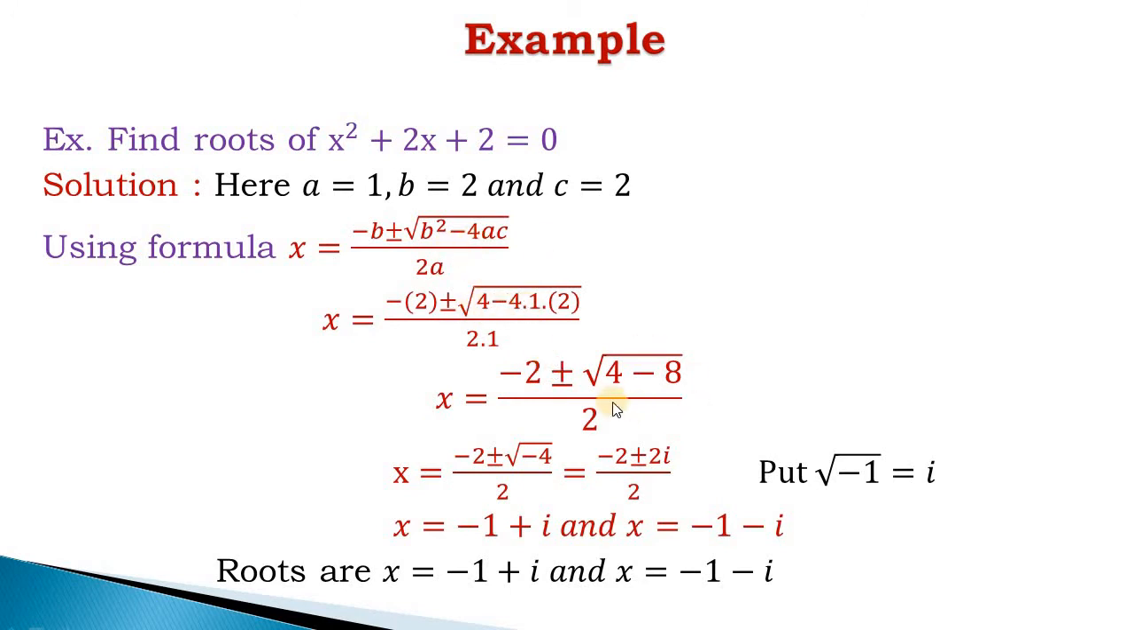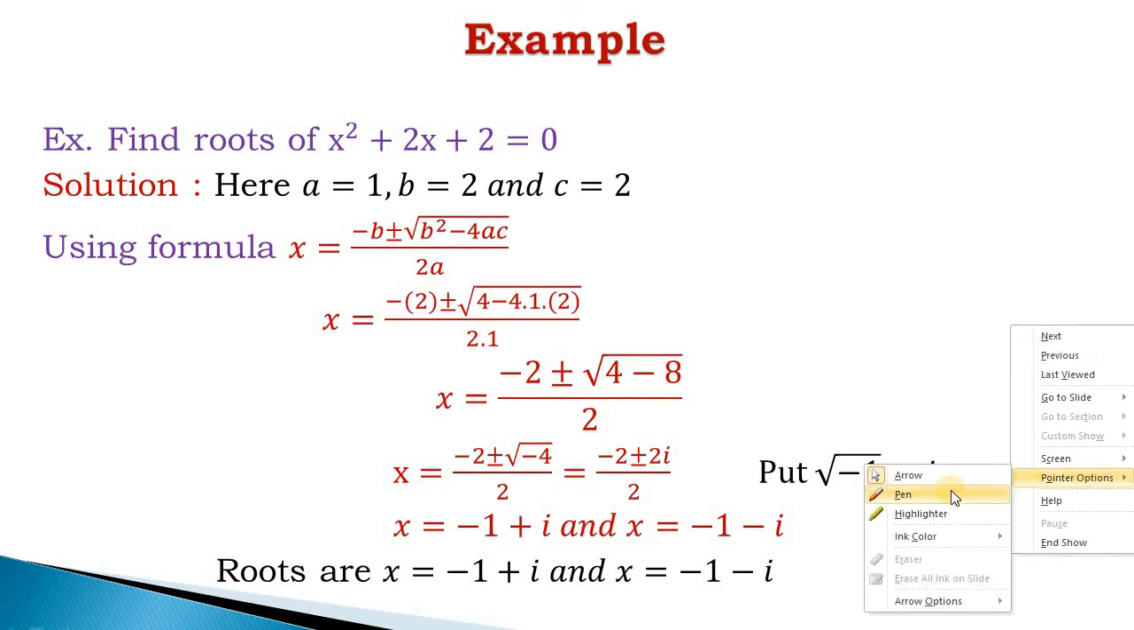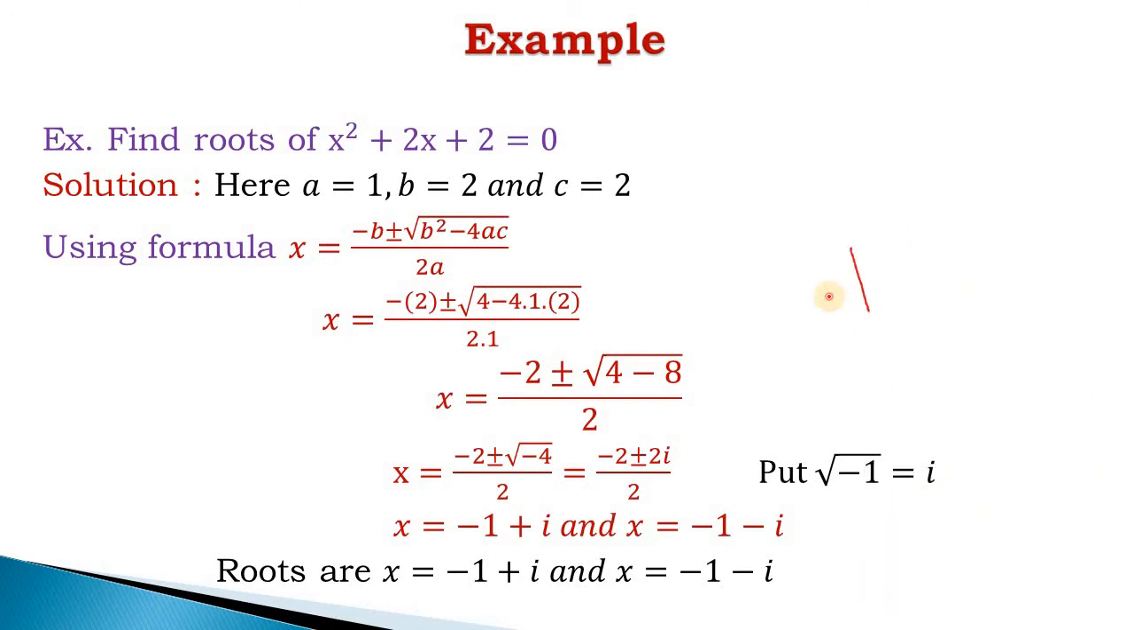Here b square minus 4ac we are getting minus 4 after calculation. And minus 4, how do we write it now? Minus 4 we can write as root of minus 4, is equal to root 4 into root of minus 1. So root of 4 means 2 and root of minus 1 is i. So in this way we get 2i. So minus 2 plus minus 2i upon 2.